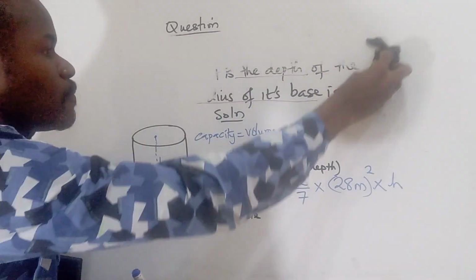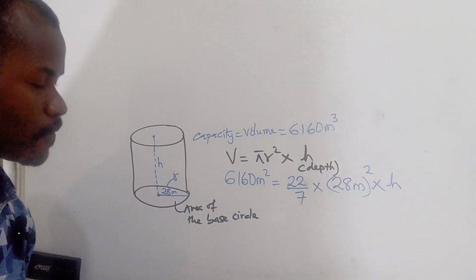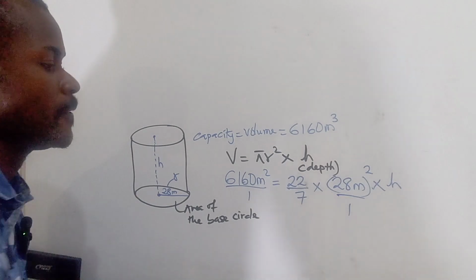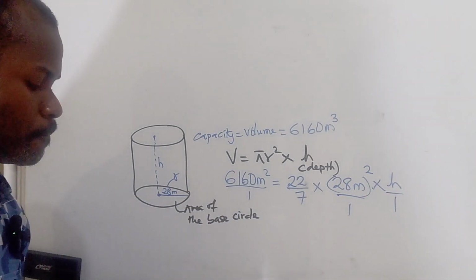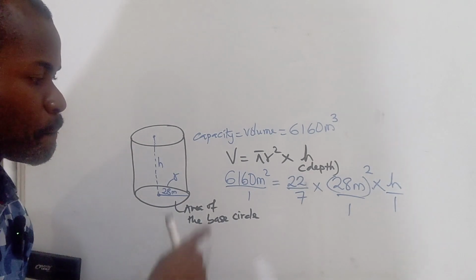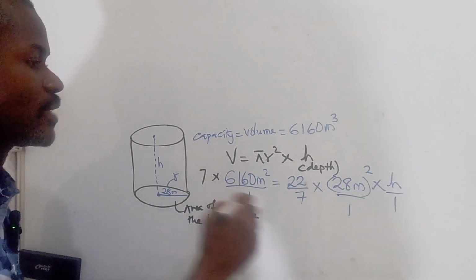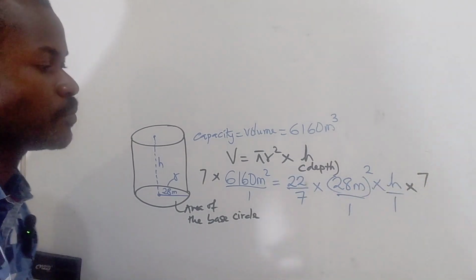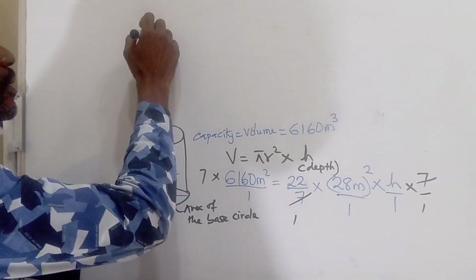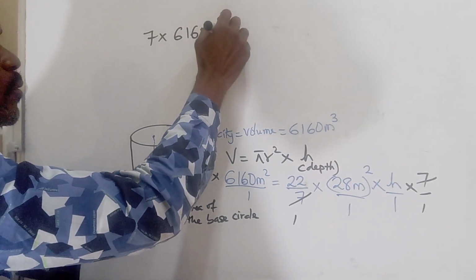Okay, let's do some simplification and see what that gives us. I can decide to put over 1 here, over 1 here, and over 1 here. We can now see that we have to remove this 7. How do we remove it? We are going to multiply this side by 7 and multiply this side by 7. So this will cancel out this 7. The 7 is gone here. So we have 7 times 6,160 meter cube.